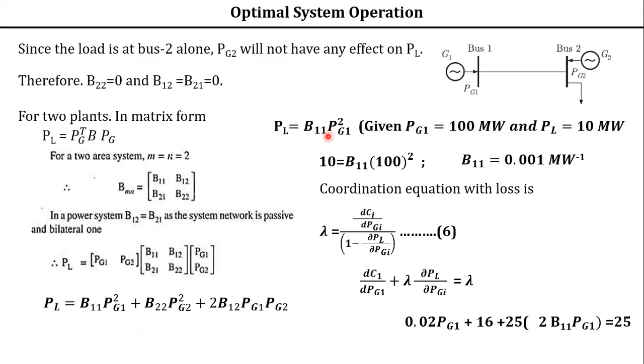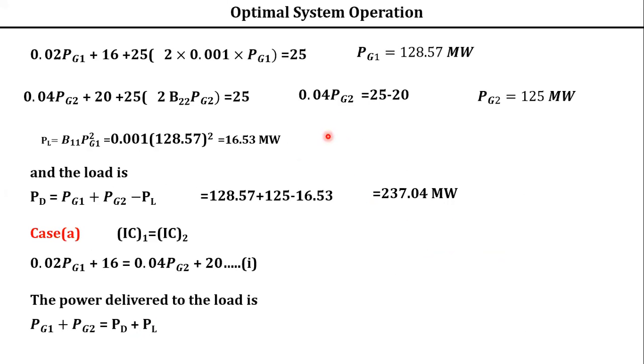What is B11? You know that 0.001 has been given. So that value we have to substitute here: 0.001 into Pg1 square. This is equation 2. Understood? So now here you see this is Pg1, Pg2. Here also Pg1, Pg2 are there, from these equations 1 and 2. Now solve equations 1 and 2, so we will get Pg1 and Pg2.